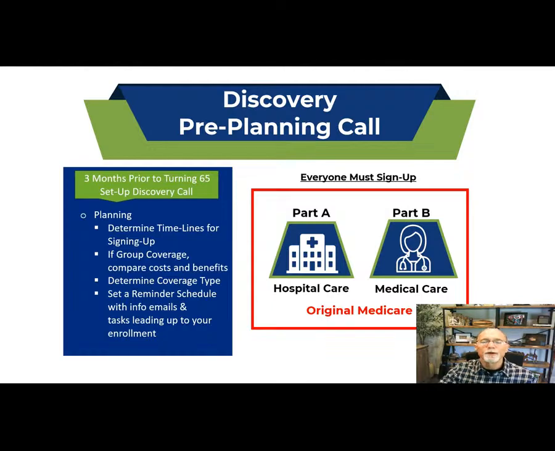So before we go any further, let me suggest just a couple of things, especially for those of you that may not be planners, to set up a discovery call 3 months prior to the month you turn 65, or when you plan to move off your large group employer plan and sign up for Part B. Well, why is this important? You don't want to miss a step or a deadline. During this call, we determine your timeline here.